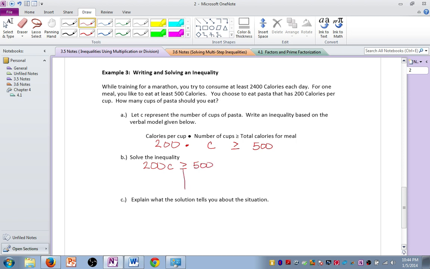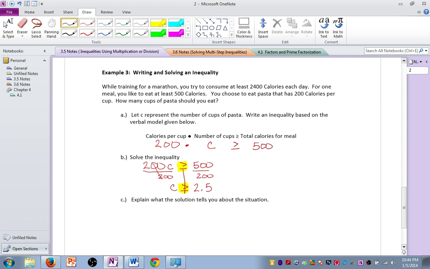And we're going to isolate our variable. We're multiplying here, so we're going to divide by 200. C is greater than or equal to 500 divided by 200, which is 2.5. Notice I did not reverse my inequality symbol, and I didn't do that because I am dividing by a positive number. You only reverse it when you are dividing or multiplying by a negative.